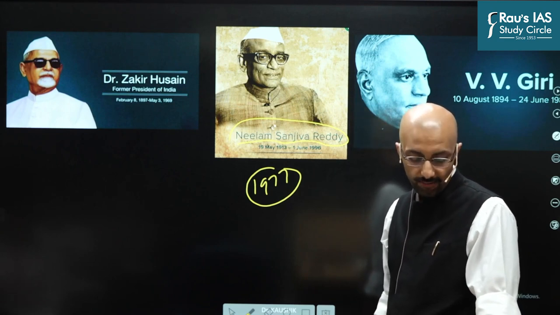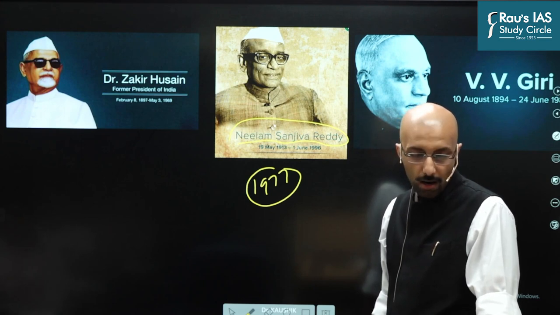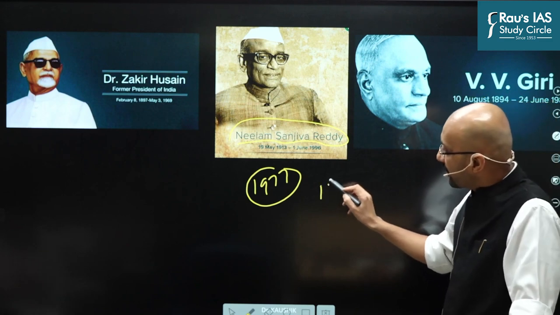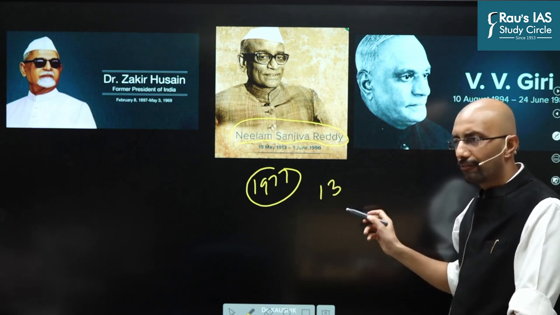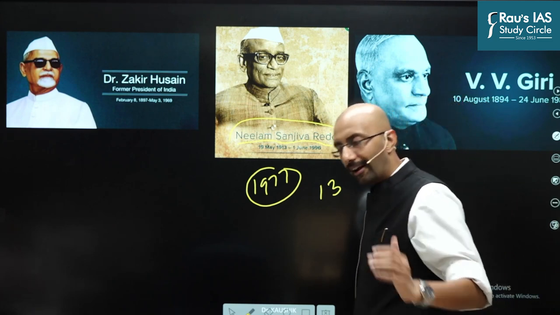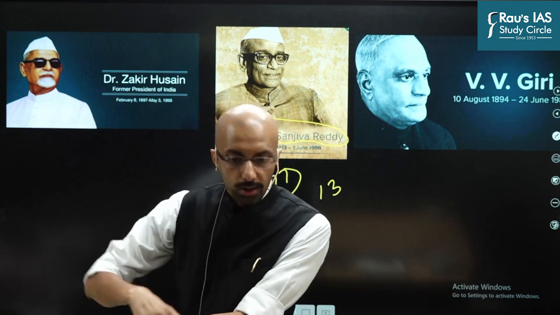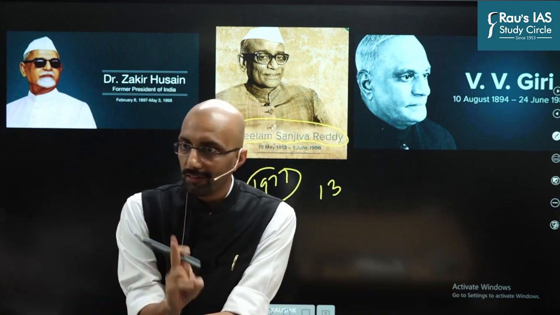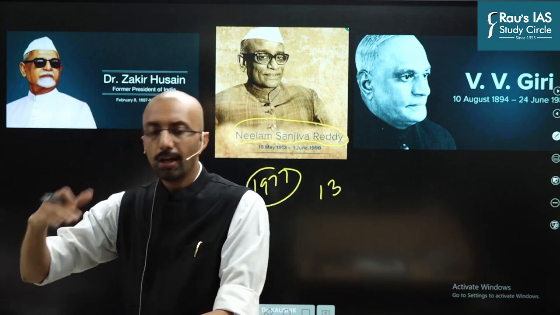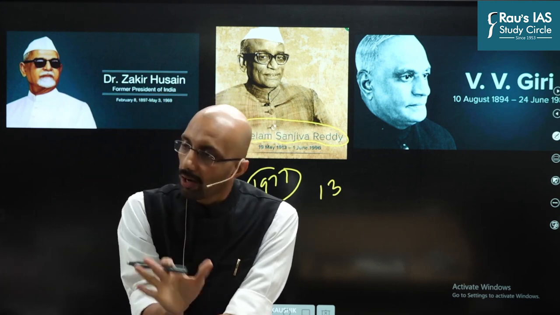Because in 1977, if I remember correctly, around 13 or 14 candidates filed their nomination papers to fight the election. When you file your nomination papers, ECI will scrutinize them to make sure that you are eligible and qualified. So you have qualifications and you should not have any of the disqualifications. The Election Commission of India scrutinizes nomination papers to make sure you are eligible.